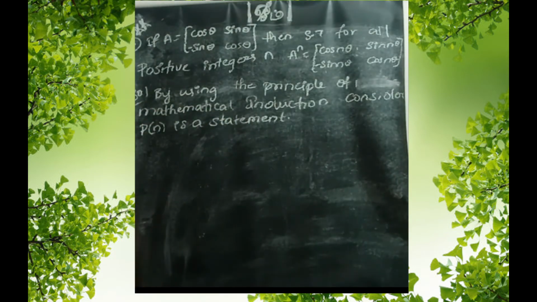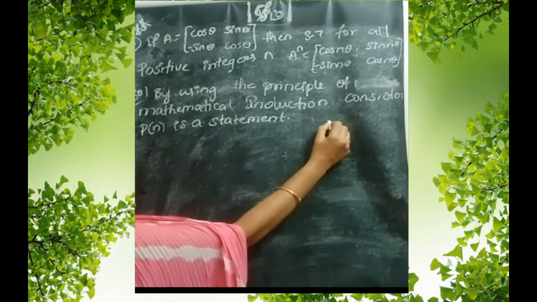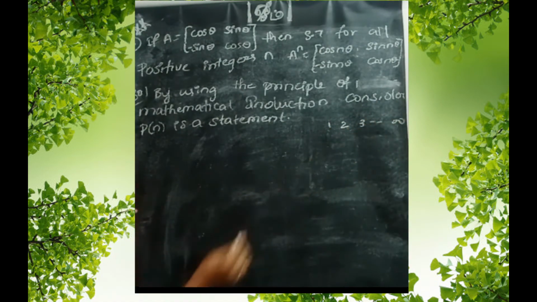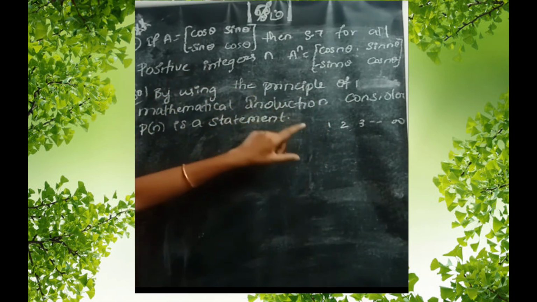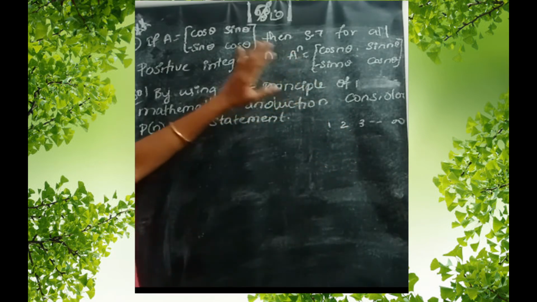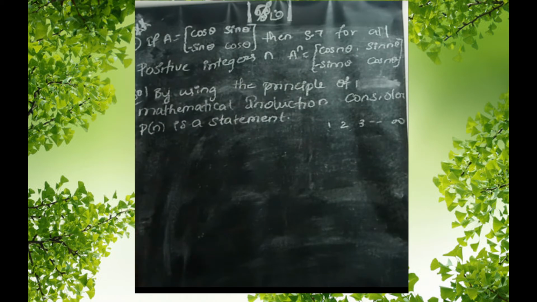Right. What are our positive integers? 1, 2, 3 and so on to infinity. Right? These are all positive integers. 1, 2, 3, 4, 5, everything. Okay? We have to satisfy every positive integer and we have to show that. Just remember a small statement: by mathematical induction. We will discuss why this statement comes in after completing this chapter.